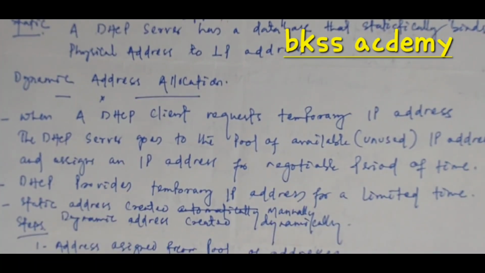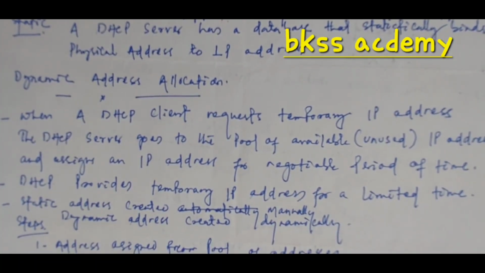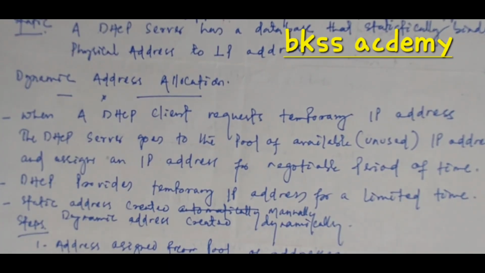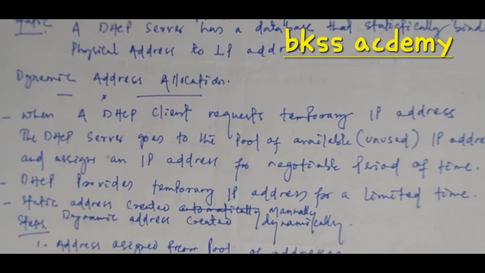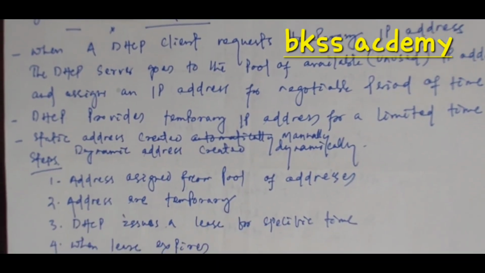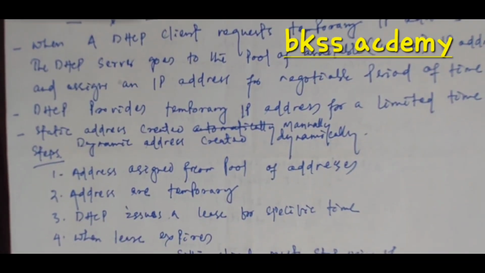Dynamic address allocation: when a DHCP client requests a temporary IP address, the DHCP server goes to the pool of available unused IP addresses and assigns an IP address for a negotiable period of time. When a client requests, there is a pool of IP addresses, and from those addresses in the pool which are not used, one will be assigned to the client device. DHCP provides a temporary IP address for a limited period of time.